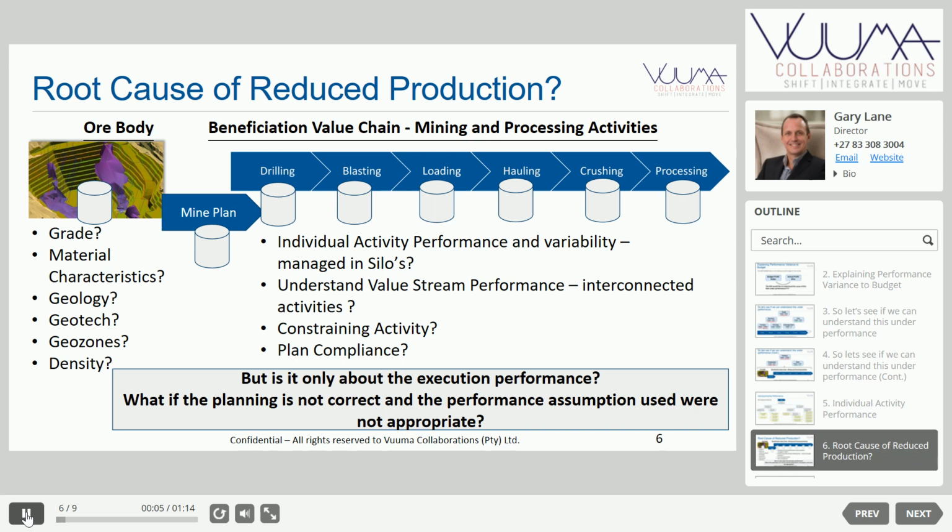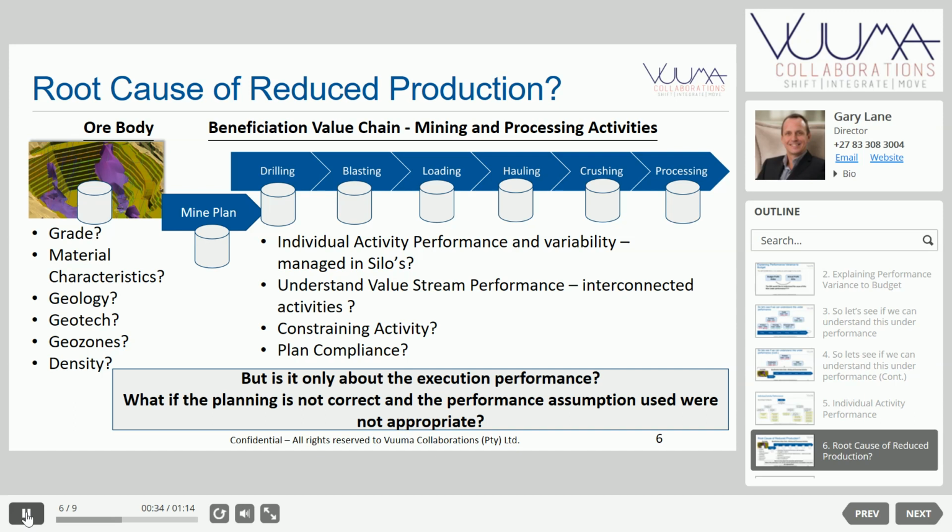So now we've got all those silos of activities there: drilling, blasting, loading, hauling. We've got individual variability in each of these. And you need to understand the overall value stream performance of those interconnected activities. Where is the constraining activity? What's the plan compliance? So there's a lot of different things that you could focus on. And this is the challenge in mining: what is actually causing the non-performance of each of those different activities has a whole lot of different variables and variability.